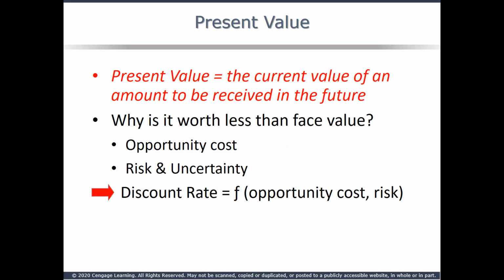Why is a future value worth less today than its face value? Two reasons. Opportunity cost: if I had the money today, I could invest it and have more than its face value in the future. The further out in the future, the more I could have earned. Risk and uncertainty: a bird in the hand is true. Money in my hand is certain. Money promised in the future is uncertain. The more uncertain, the more risk. Thus, it's worth less today. The discount rate used to calculate present value is a function of opportunity cost and risk.